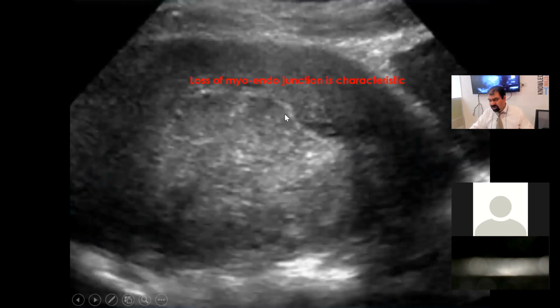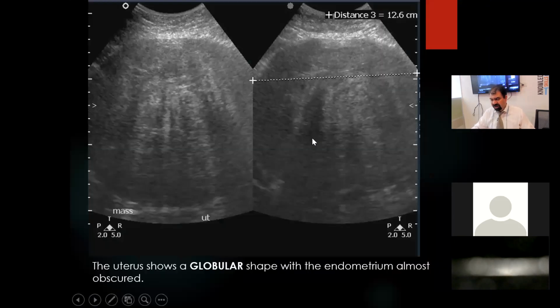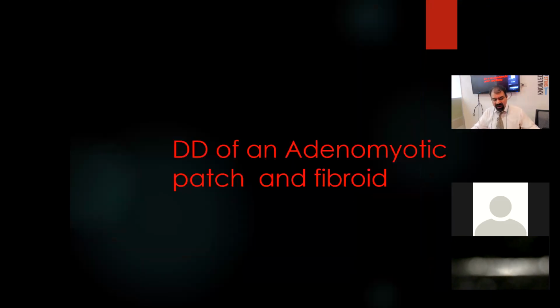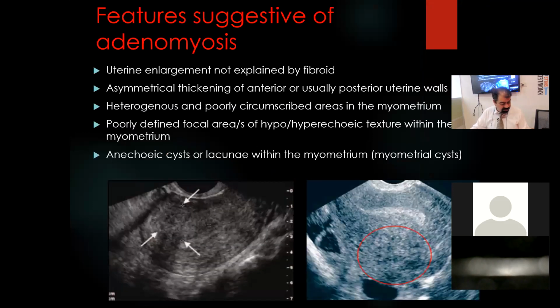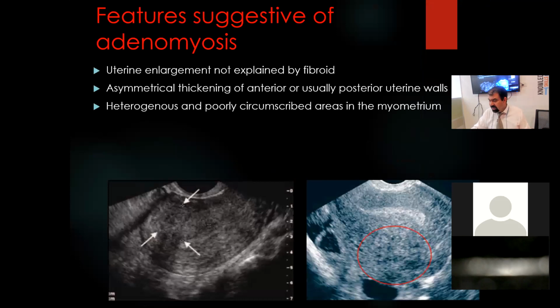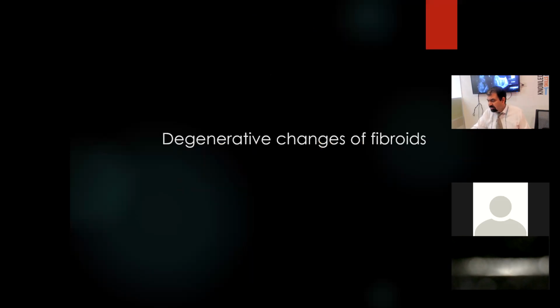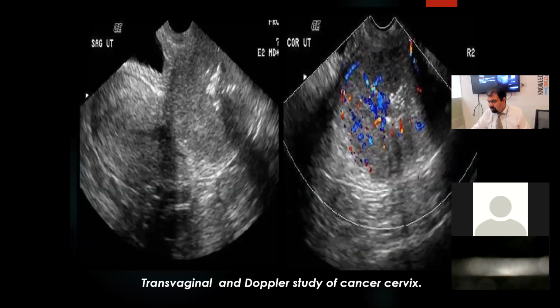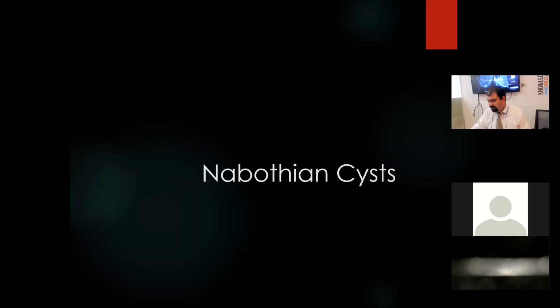So in adenomyosis, Dr. Tania, not only will I see a patch, I may see a loss of the endomyometrial junction, which is very characteristic. We are having a class on how to differentiate an adenomyotic patch from a fibroid. Now coming to the second part of the question that Dr. Tania is posing, about the TVS. So let me go to the TVS. These are the slides from the course only.